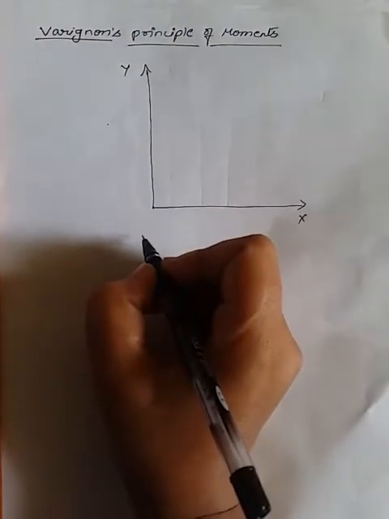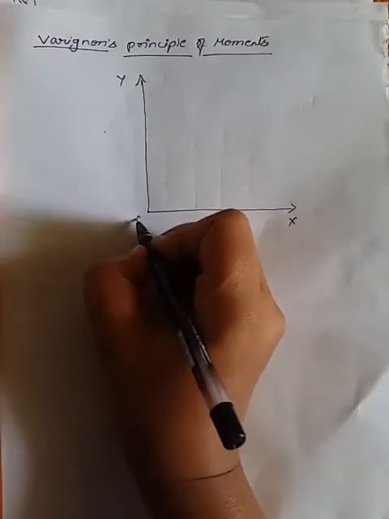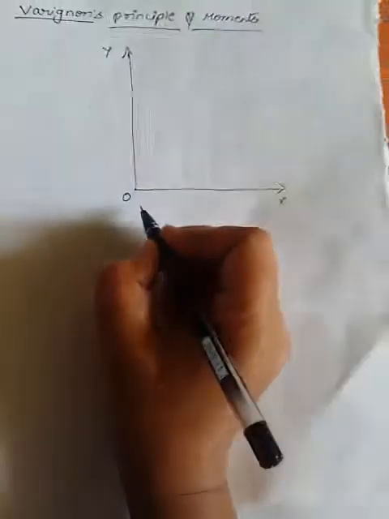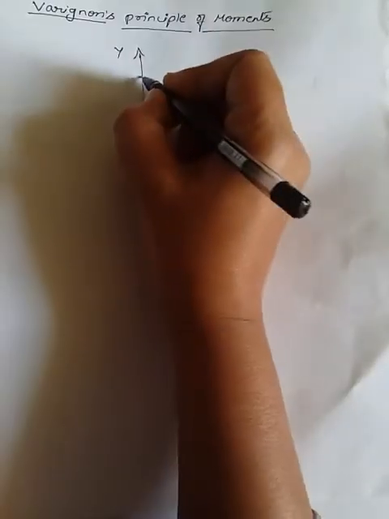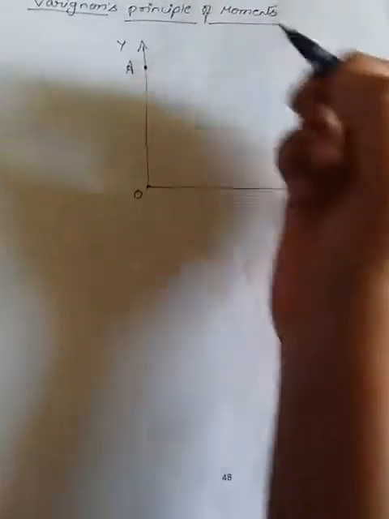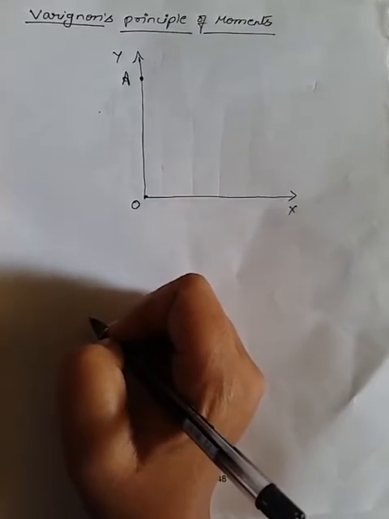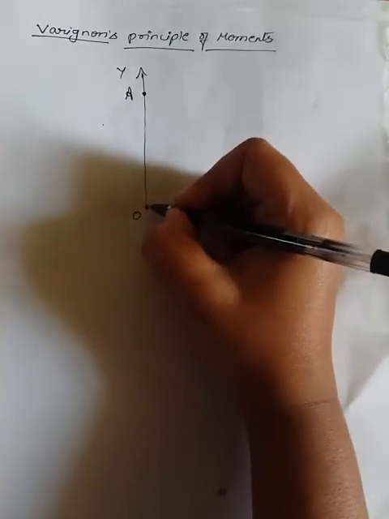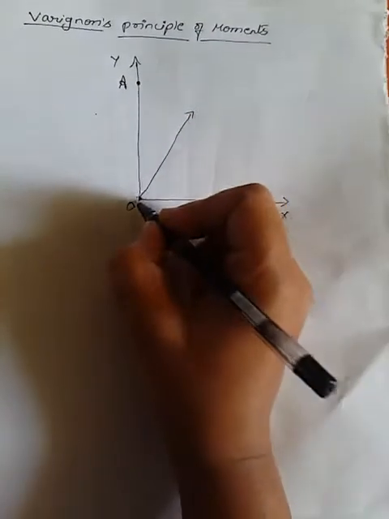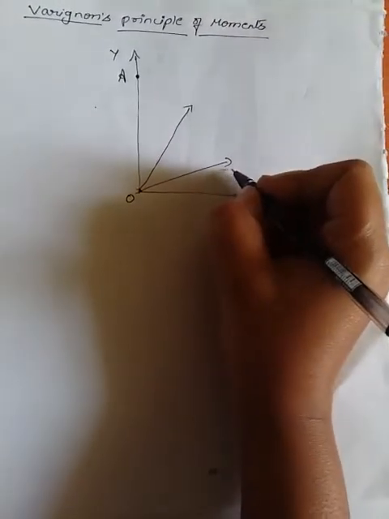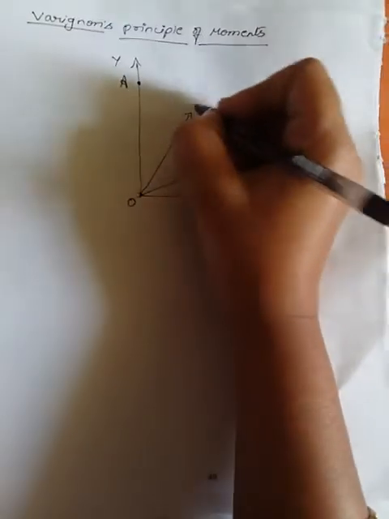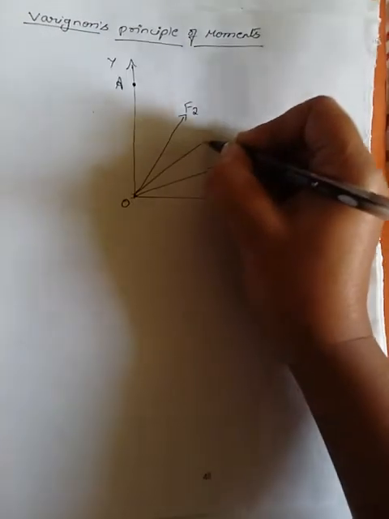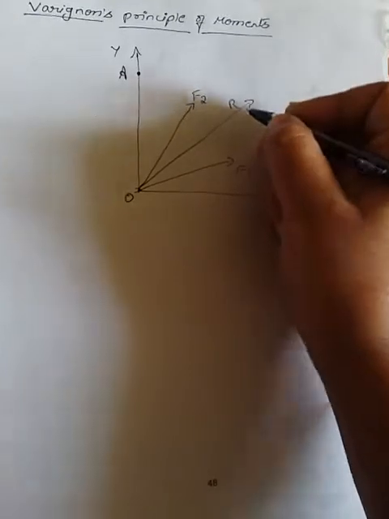Let us take, now I have considered x-axis and y-axis as shown in the figure. This is the center point, and this origin point I have taken as O, and one more point I am going to take as point A, at which the moments are to be found out. Now I am going to take two forces. This is one force F1, and this is force F2, and one more resultant I'm going to consider.